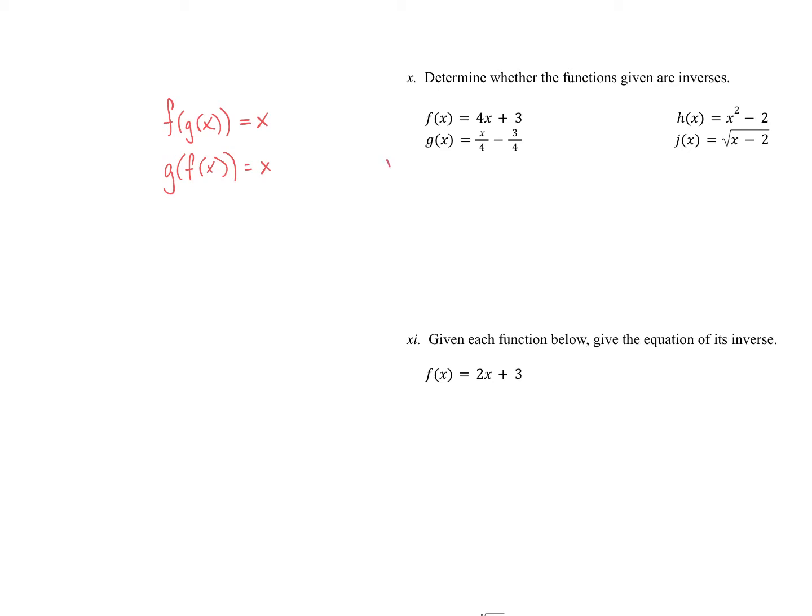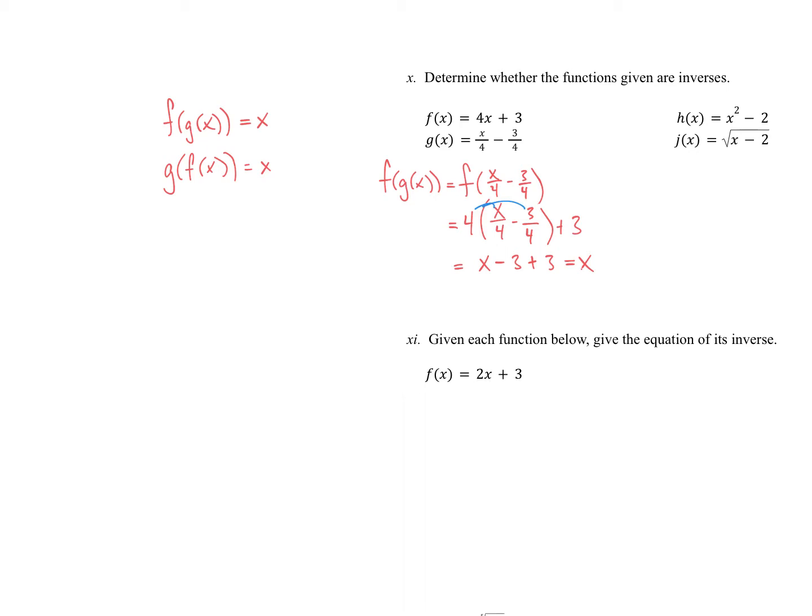So I'm going to calculate here f of g of x, which means I need to plug the g function into the f function. All right. So by plugging in the g function into the f function, I end up with 4 times the g function plus 3. I'm going to distribute that 4. It's going to cancel in the first term. It's going to cancel in the second term. And x minus 3 plus 3 is x. So it's looking pretty good.